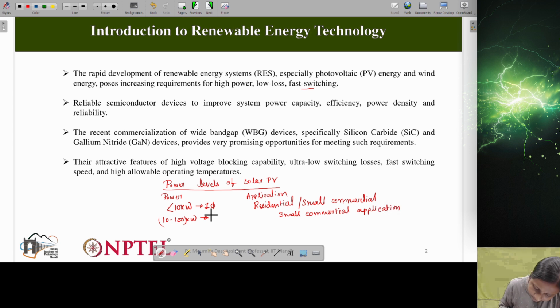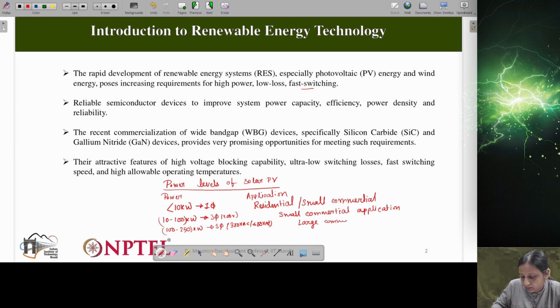It considers a three-phase inverter connection at 208 volts. Now the power level can be 100 to 250 kilowatts. It is also connected to a three-phase inverter, but the power level is much higher. The voltage level of this inverter will be either 300 VAC or 600 VAC. So it will be for large commercial applications.